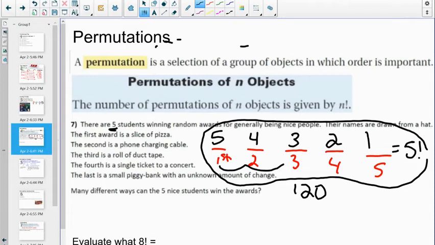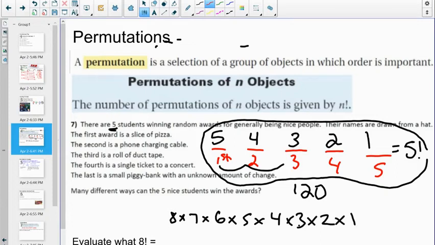And then since we have 5 factorial up here, we know what's going to start off. Since it's 8 factorial, we start off with 8 times, and then it decreases by 1 each time. Times 7, times 6, times 5, times 4, times 3, times 2, times 1.